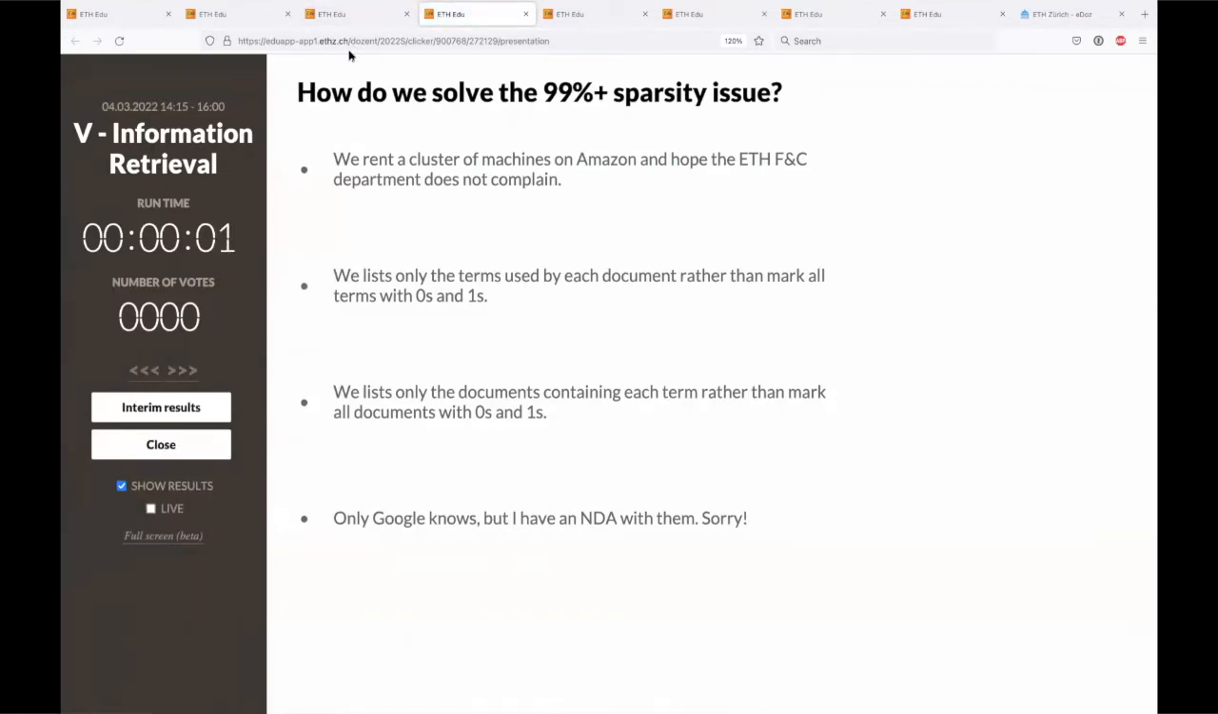All right, now you can answer this question. How do we solve the 99% plus sparsity issue? That's called sparsity. We have a sparse matrix. Are we going to rent a cluster of machines on Amazon and hope the ETH finance and controlling department doesn't complain with us? Or do we list only the terms used by each document rather than mark all terms with zeros and ones? Or do we list only the documents containing each term rather than mark all documents with zeros and ones? Or only Google knows, and you have an ADA, so you cannot tell us.